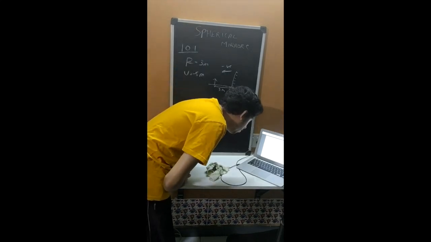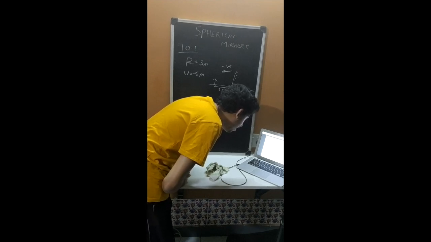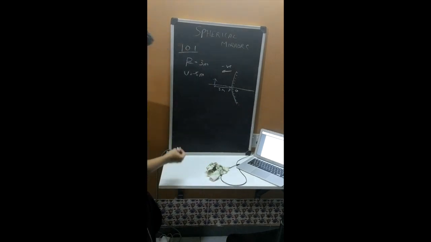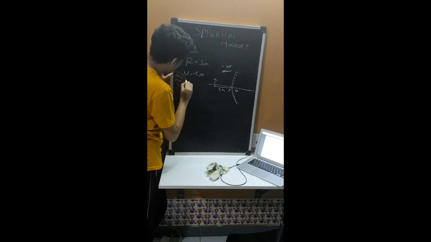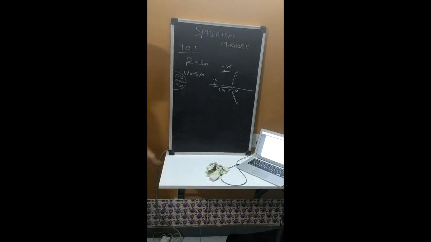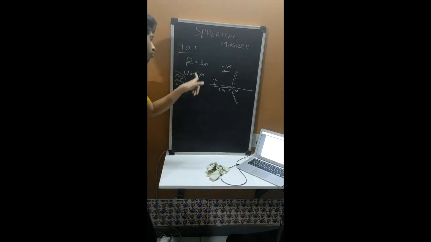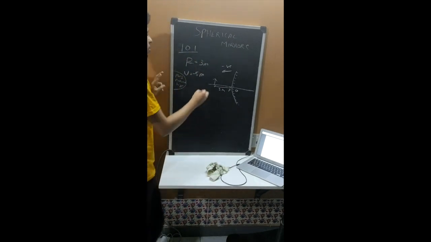Okay. Then we are supposed to find the position of the image, nature of the image, size of the image. 3 things we have to find. Now let us see, first of all, we have been given the radius of curvature.